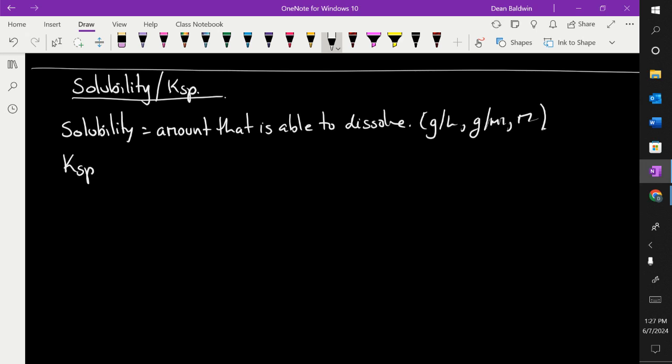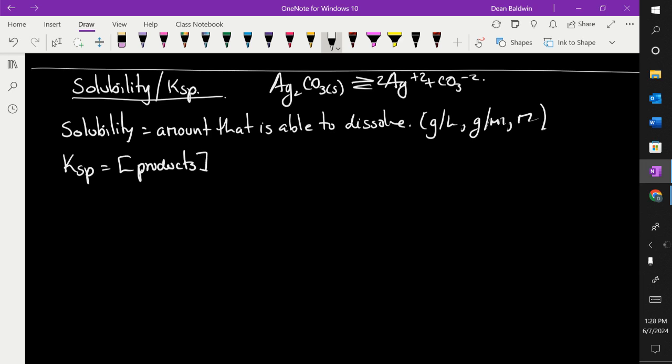KSP is the concentration of the products. Normally, KEQ is concentration of products over reactants, but when you're doing a solubility question, just like the one we just did, silver carbonate, it's solid going to aqueous, and we don't include solid in the KSP expression. So really, KSP is the concentration of the products multiplied together.